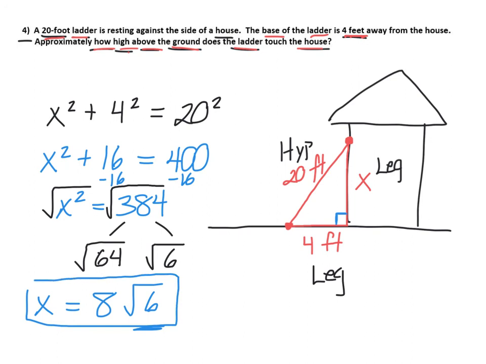Now in this case, they were asking for approximately. So if you wanted to, you could take out your calculator, plug in square root of 384, and state that the height of the ladder is about 19.6 feet up the house.